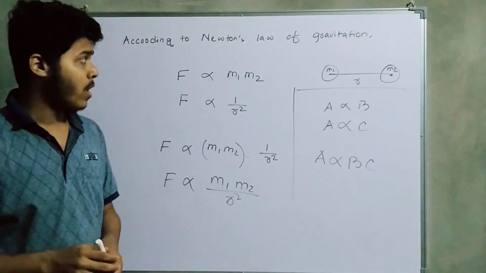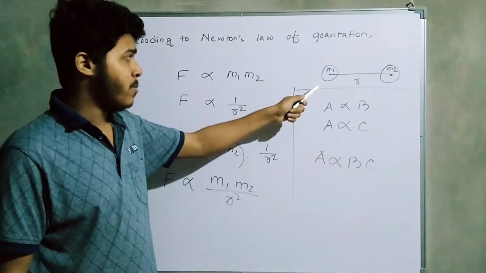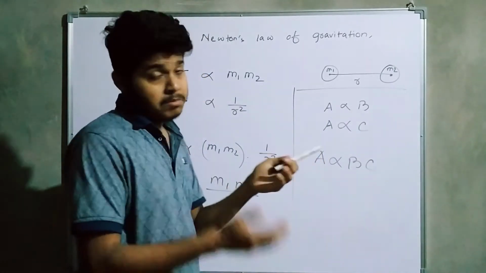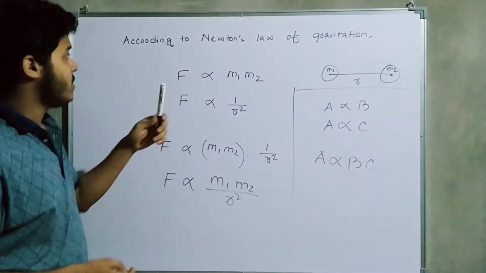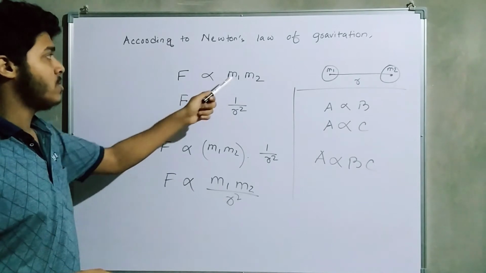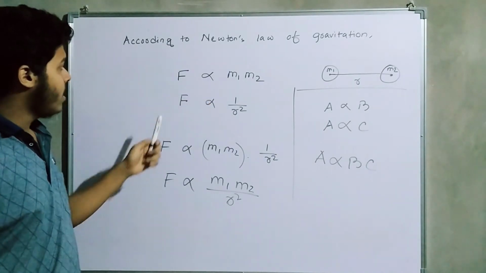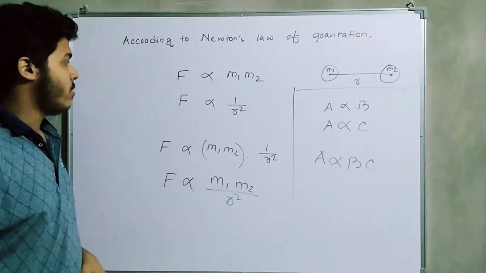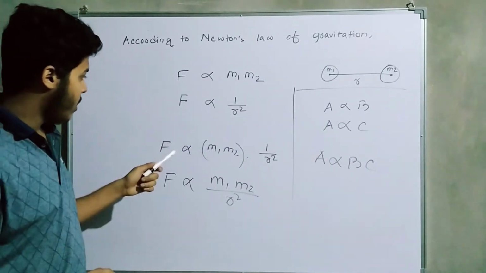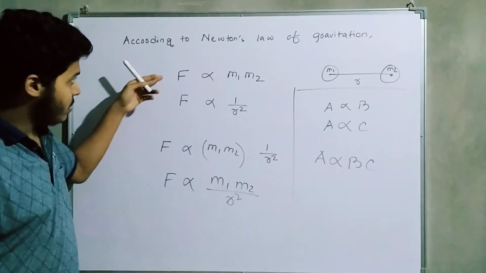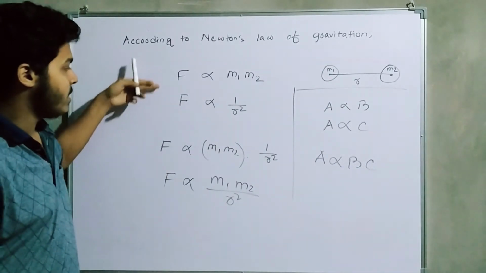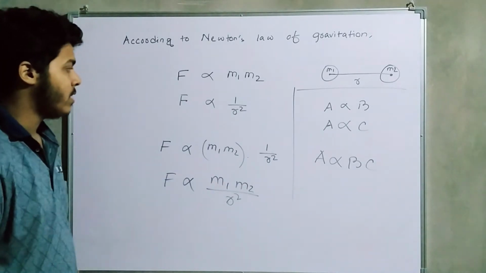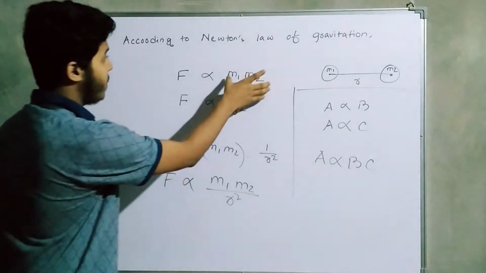Imagine I have two objects with masses m1 and m2, and the distance between them is r. According to Newton's law of gravitation, F is proportional to the product of their masses, and also F is proportional to the inverse of the square of the distance. And if I combine these two proportionalities, I get m1 m2 by r squared, which is like multiplying these two quantities.